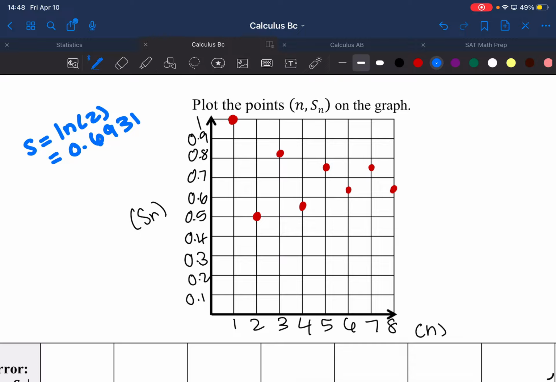Okay. And so since the actual sum s is 0.6931, I'm going to go ahead and plot that line. Okay, so it's right below 0.7. And so now if I look at the points, I should notice that the points, as my n value increases, are slowly approaching that line, which means they're slowly approaching that actual value. Okay, which means the more n values we have, the closer our approximation is to the actual value.